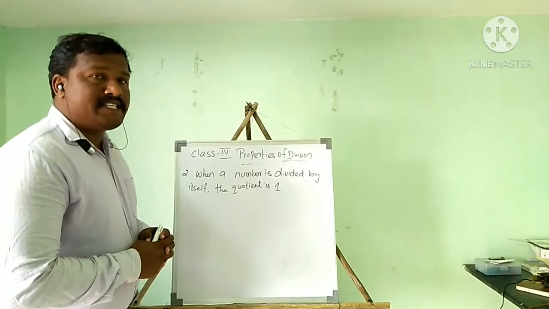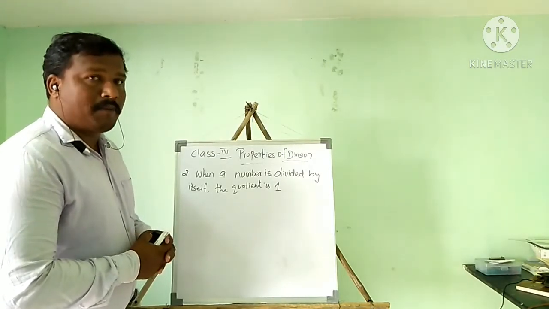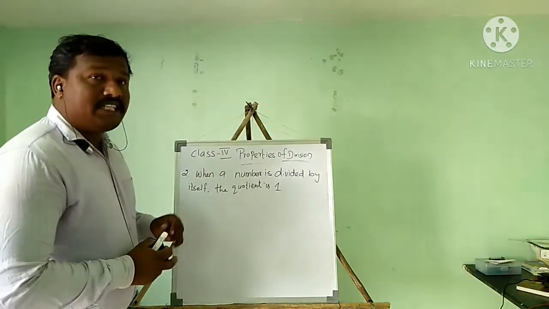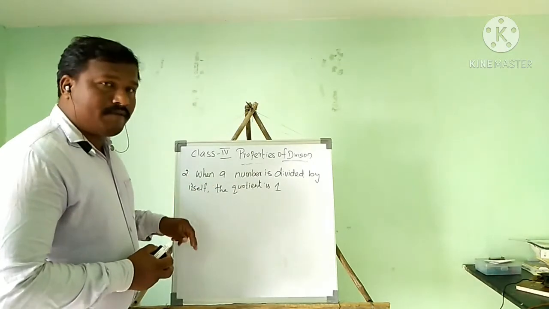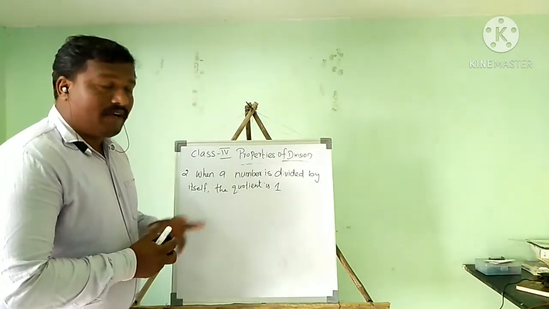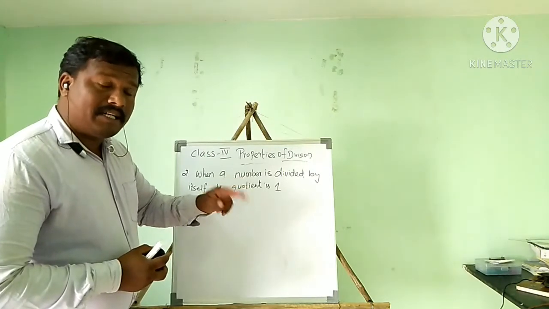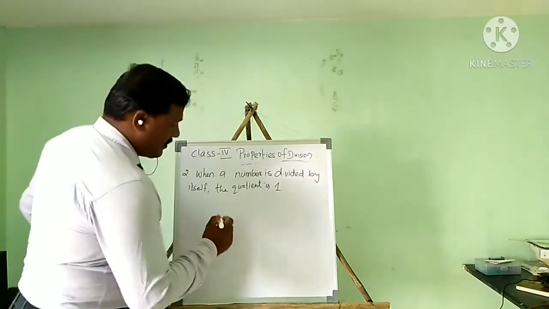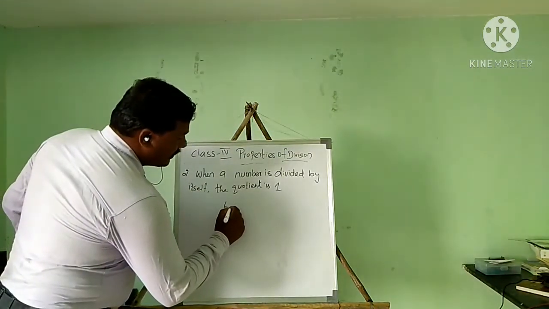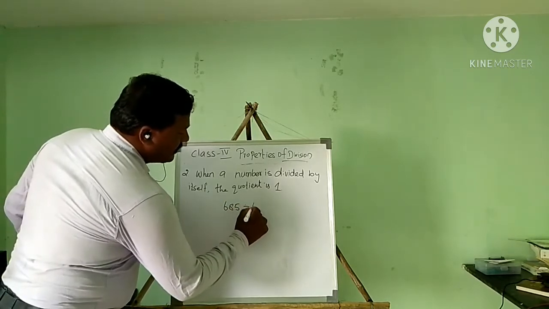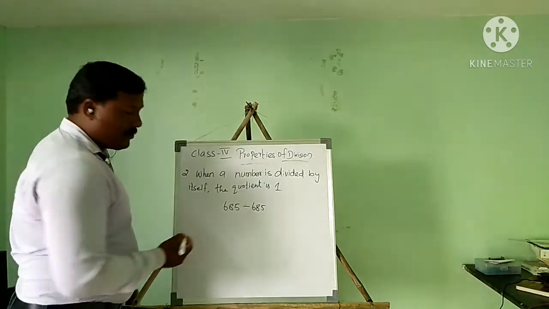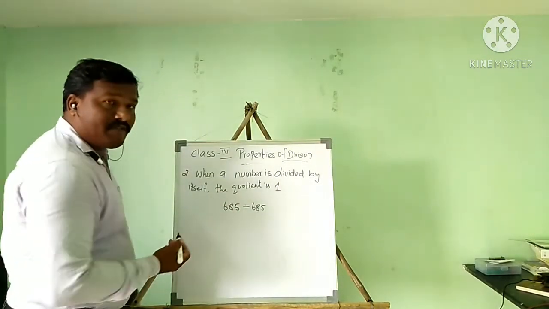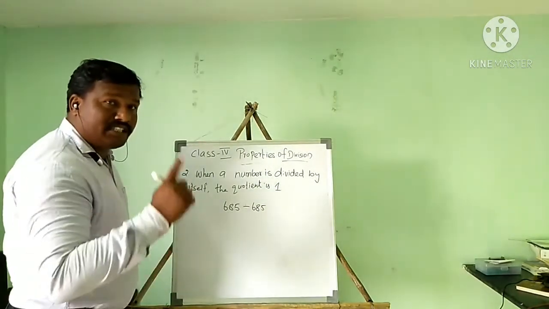Okay, students, let me see the second property. When a number is divided by itself, the quotient is 1. Let me take an example so you can understand: 685 divided by 685. The number is the same. When the number is divided by itself, if I divide 685 by 685, the quotient is 1.